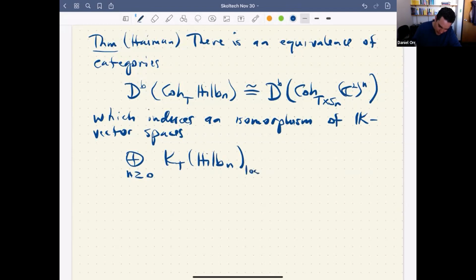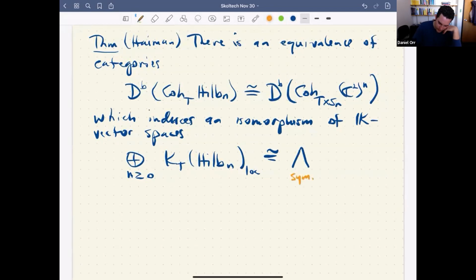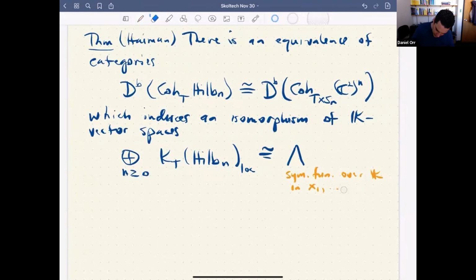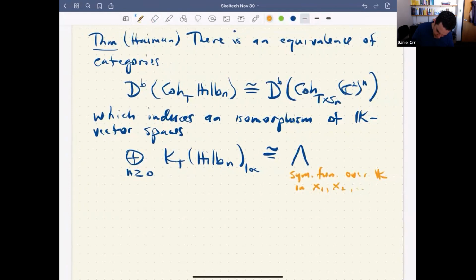And then localize with respect to the torus action. This is isomorphic to, if you do the similar direct sum on the other side, then you'll get all symmetric functions. So I just call this Lambda. So this is symmetric functions over K in x1 in infinitely many variables.